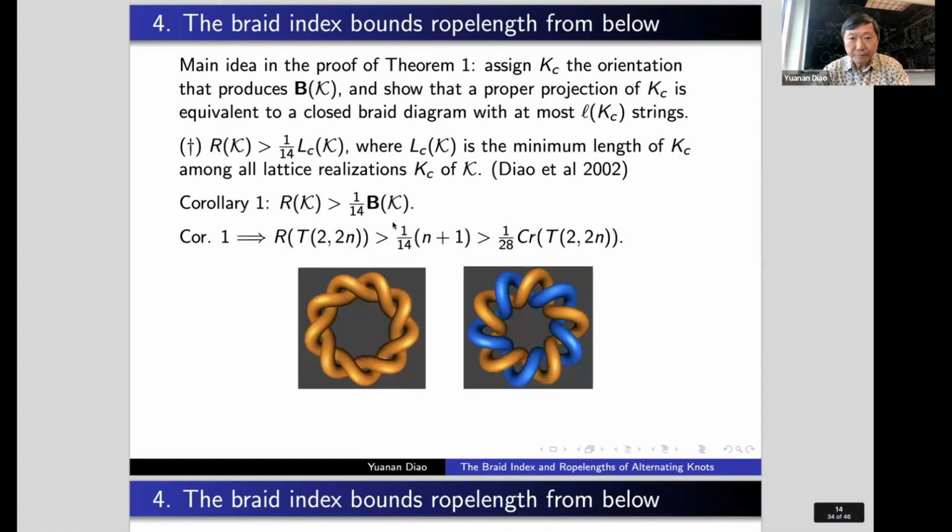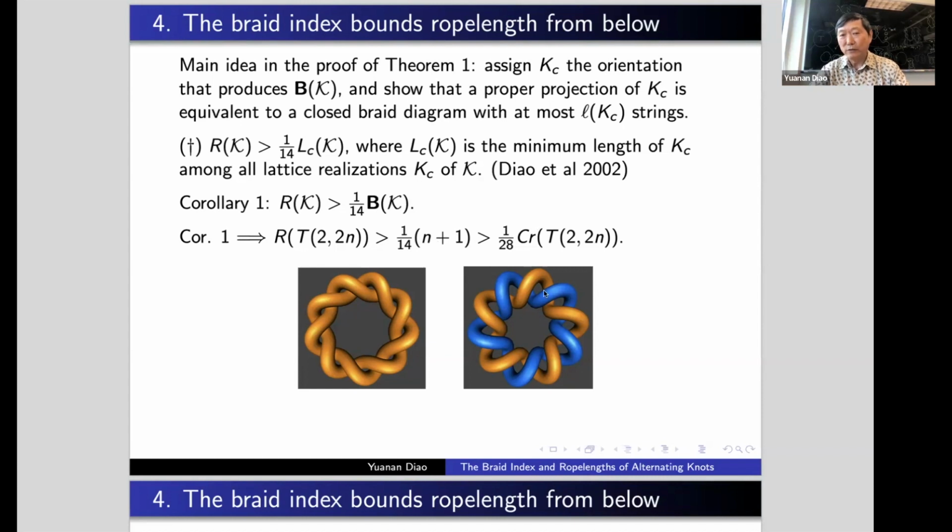All right. So for instance, if you look at the 2N torus link, remember it has two components, right? And you can assign different orientations. One of them with the opposite orientation, remember the braid index was N plus 1. And therefore, the rope length of the right side guy is, by this result, at least 1 over 14 times N plus 1. Remember, the 2N is the crossing number, right? So if I replace that N by the crossing number divided by 2, then I get this result, right?